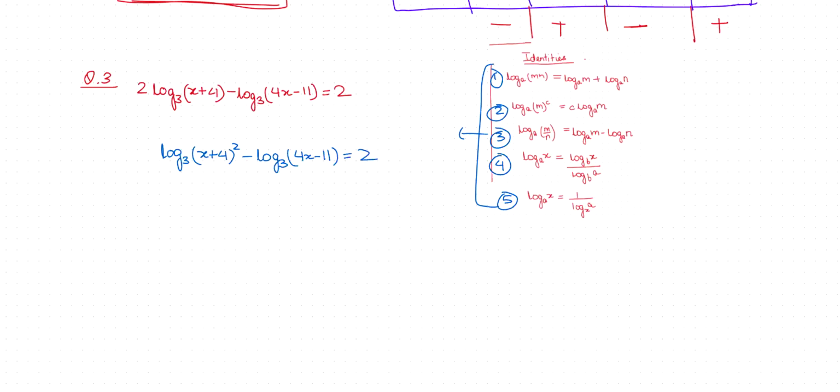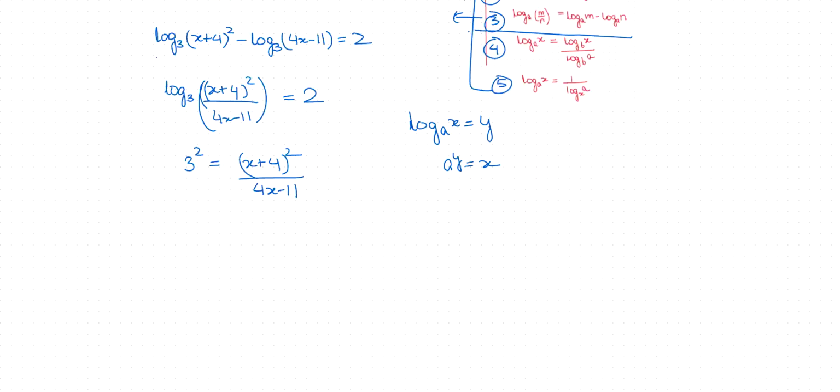So we used property 2 here and converted it into log base 3 of (x plus 4) squared, and now we can use the quotient rule, which is given in 3, and further simplify this. So this is the quotient rule we used here, and now we'll try to simplify this using a basic log and exponent conversion.